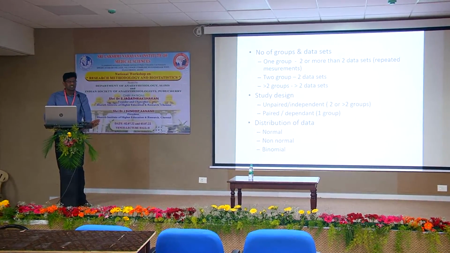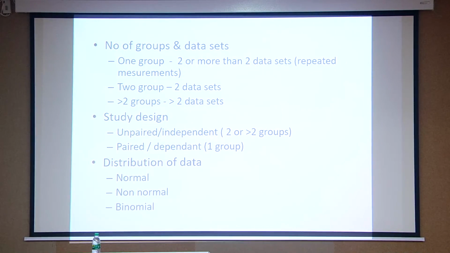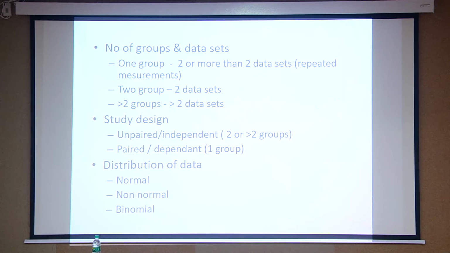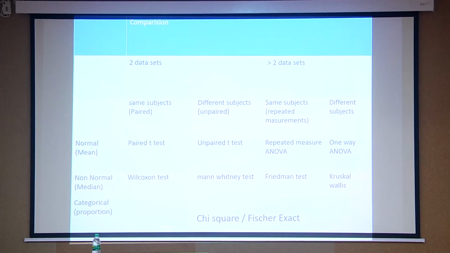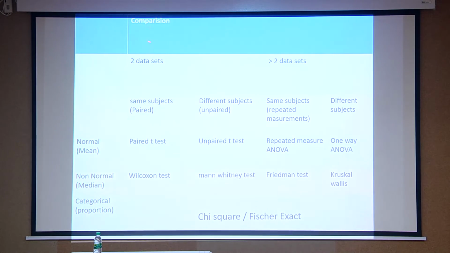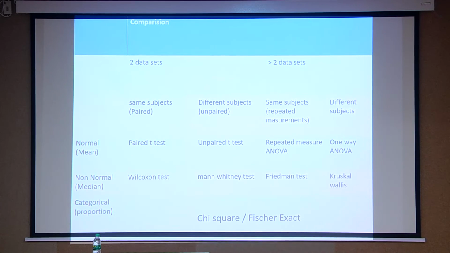Study design, as already discussed by sir, and the distribution of data, whether it is following a normal curve, a non-normal curve, or a binomial distribution. So apply those 5 steps to this table column. Here I have given only the comparison; the association and regression are in the coming slide.